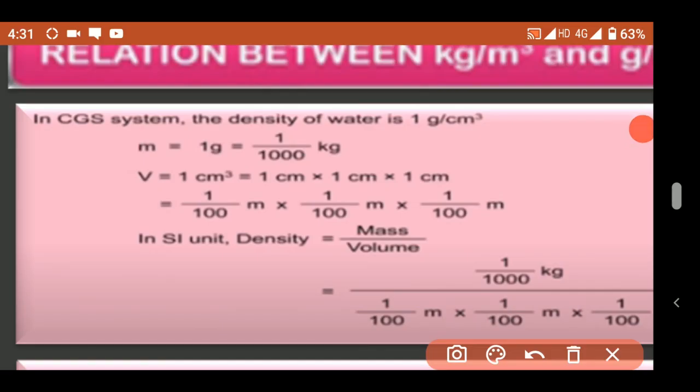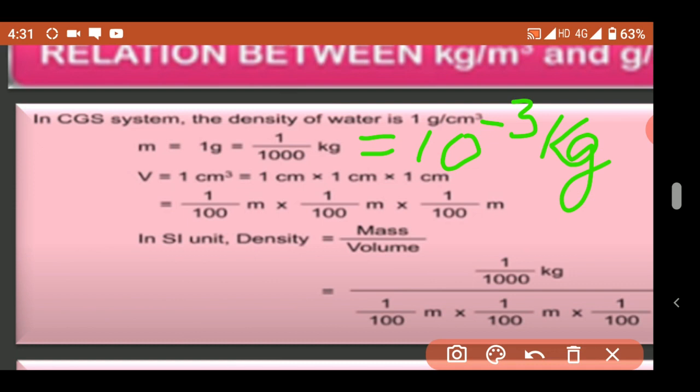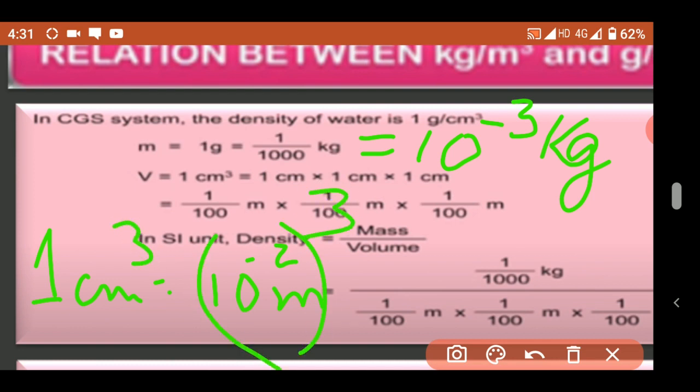Now when you convert this 1 gram into kg, it will be 1 by 1000 kg. Now children, you can write this 1 by 1000 as 10 to the power minus 3 kg, isn't it? Now, what about volume? Here 1 centimeter is equal to 10 to the power minus 2 meter. So, if you are cubing both the sides, you will get 10 to the power minus 6 meter cube.